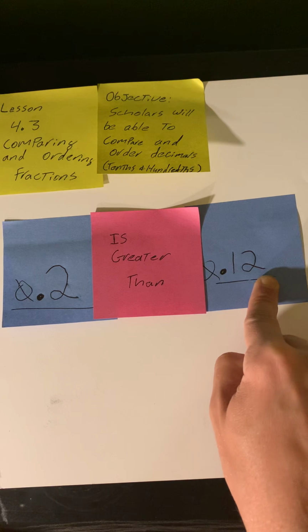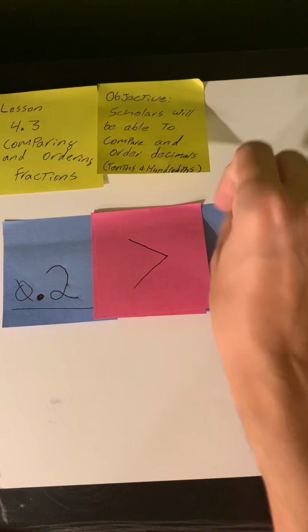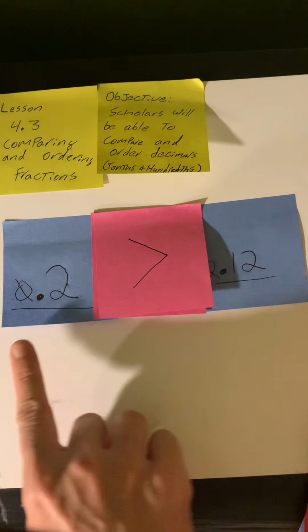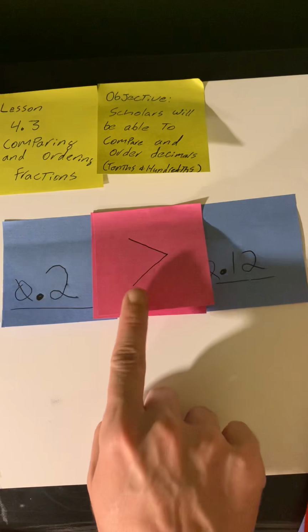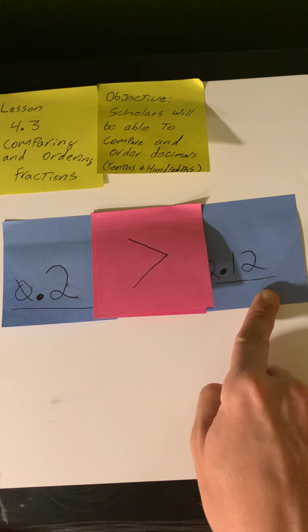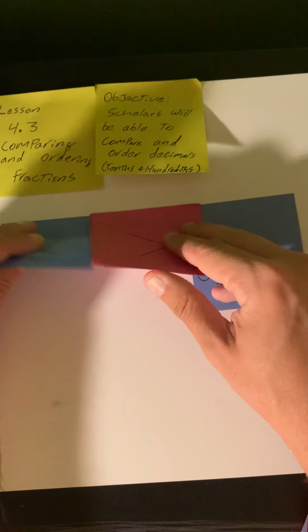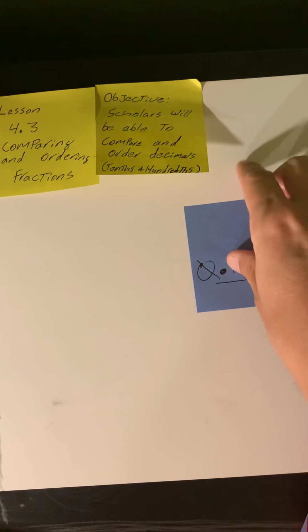0.12. I can also show that it is greater than by pointing the mouth of this symbol to 0.2. 2 tenths is greater than 12 hundredths. Okay? So I've got quite a few numbers that we're going to practice with.